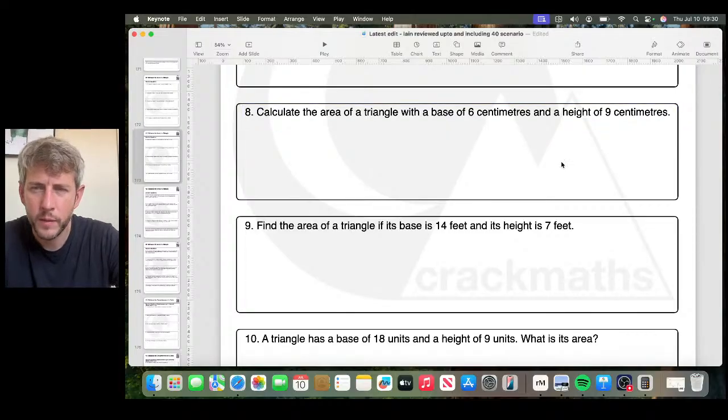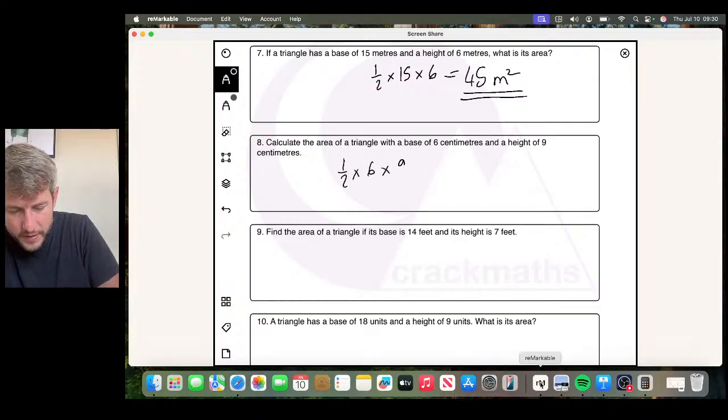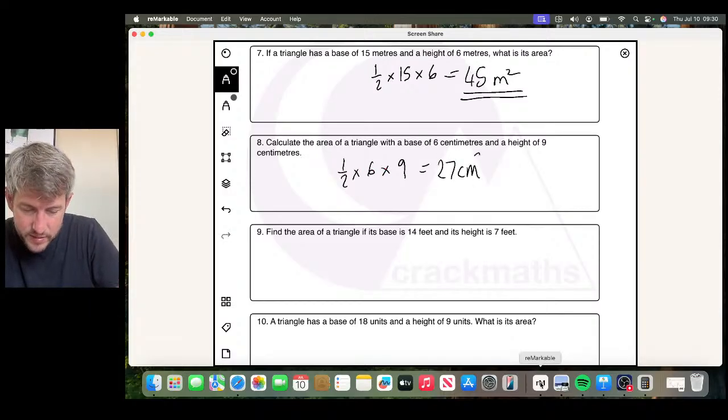And then level that up. Okay, so here we go. Back to the questions. We've got here base of 6 centimeters and height of 9 centimeters. So we've got a half times 6 times 9. A half of 6 is 3. 3 times 9 is 27 centimeters squared.